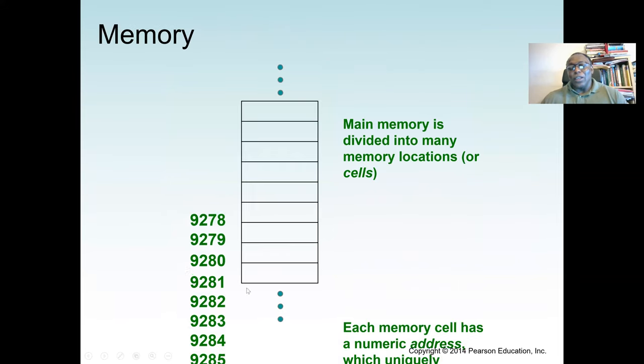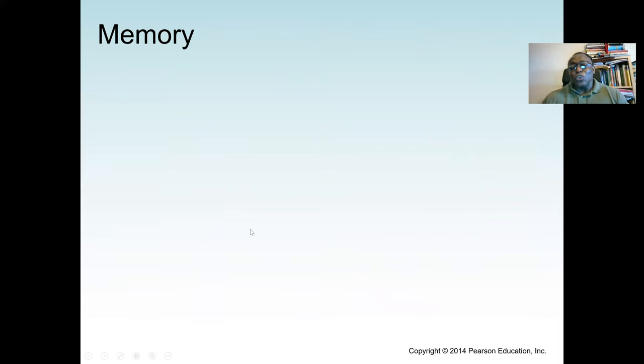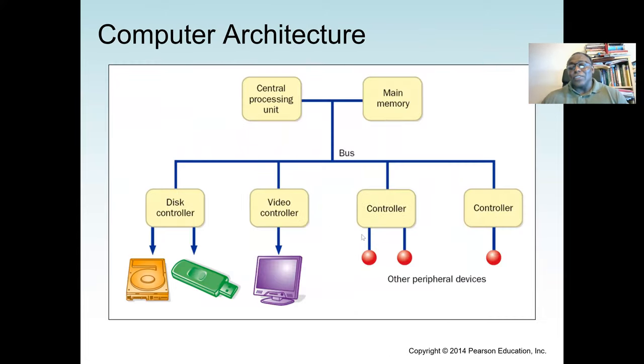There's one more term here: the peripheral device. A peripheral device is any device that is connected to the computer system. For example, if I connect a printer, then we can have a printer controller here. Other peripheral devices include a camera. So any hardware device that is connected to the computer system is called a peripheral device.